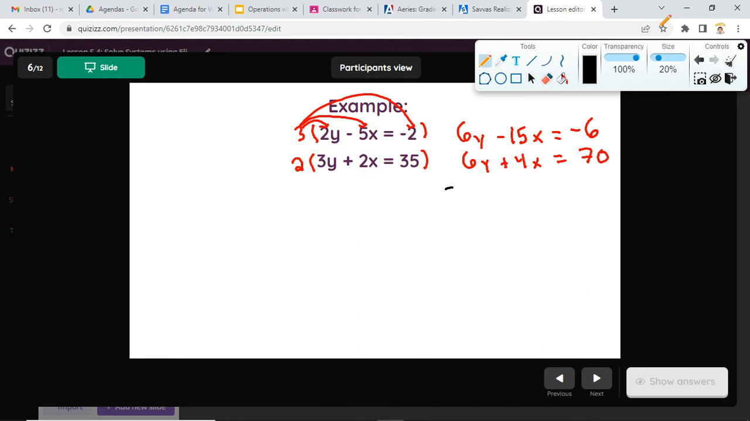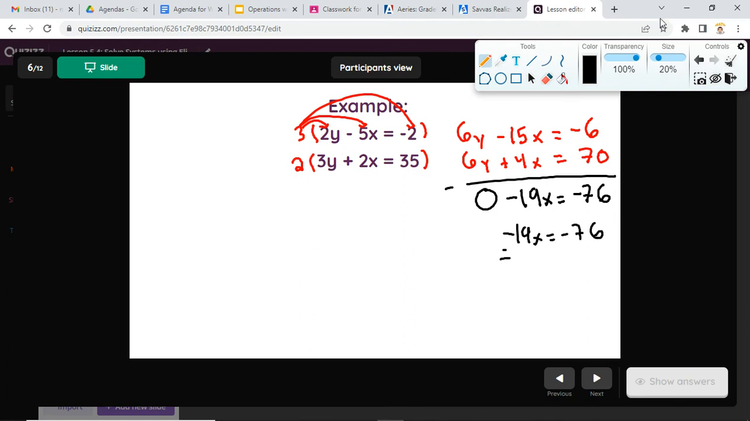Alright, so now I could subtract these two equations to cancel out my y terms. So 6y minus 6y will give me 0. -15 minus 4 will give me -19x. And -6 minus 70 will give me -76. All right, so I have -19x is equal to -76.